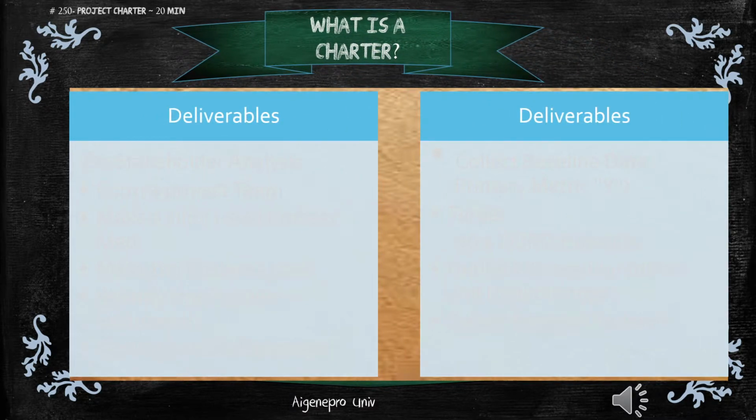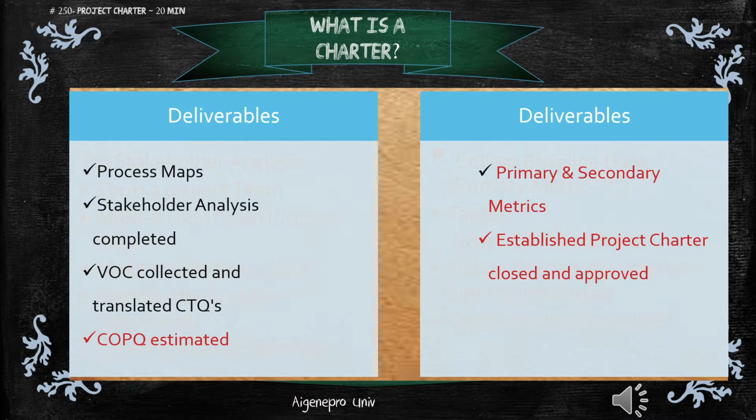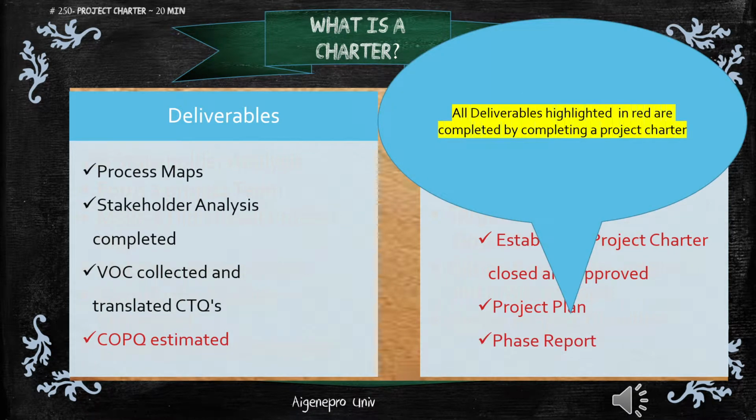Next, let's look at the deliverables needed at the define tollgate. Process maps, stakeholder analysis, VOC collected and translated to CTQs, COPQ estimated, primary and secondary metrics established, project charter closed and approved, project plan, phase report.